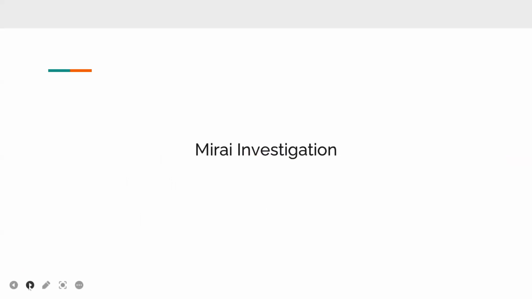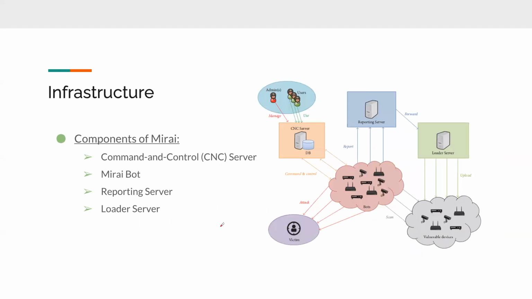And next, I will show how Mirai communicates, and the components of Mirai. You can see that the infrastructure of Mirai consists of four components: the CNC server, the Mirai bots, the reporting server, and the loader server. You can see the logical view of their infrastructure, where these are the bots which have been infected through Mirai malware, and these devices communicate through the CNC server, by the admin or users.